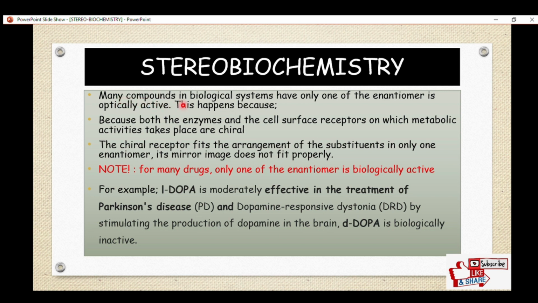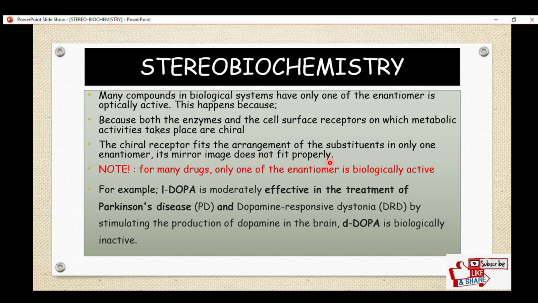So it's specific. Biomolecules are stereospecific. And the enzymes in our body too are optically active, so they are also stereospecific. They have only one enantiomer that's optically active. This happens because both the enzymes and the cell surface receptors, which metabolize the activities, are all what? Chiral. So they are all chiral molecules, and they are specific to each other. So they react specifically. The chiral receptor fits the arrangement of the substituents in only one enantiomer. Its mirror image does not what?